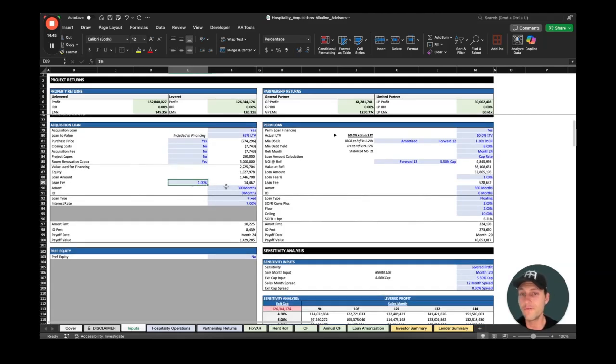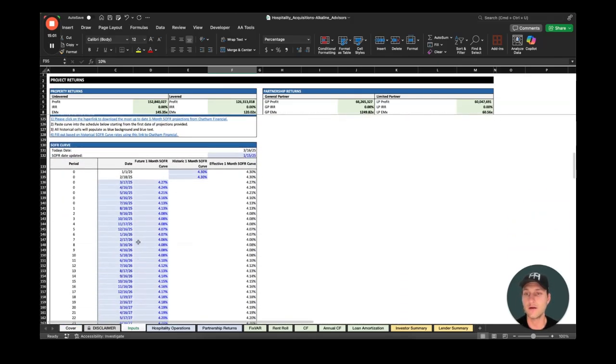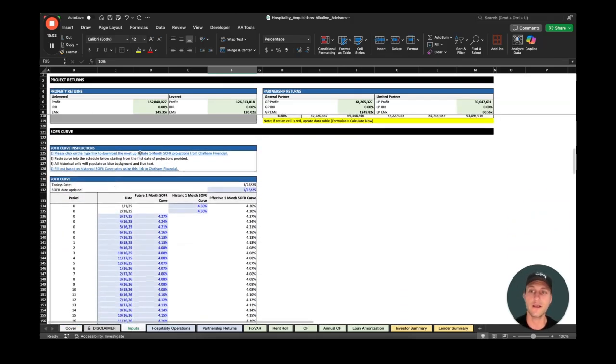Then we have the loan fee, we have amortization period, interest only. You can choose if the loan is fixed or floating. If it's fixed, it's just a straight fixed percentage. If it's floating, you can choose how many points over SOFR it is. We have a floor and a ceiling. And then SOFR is down here. You can paste it in directly from Chatham Financial, which we've included the link to over here.